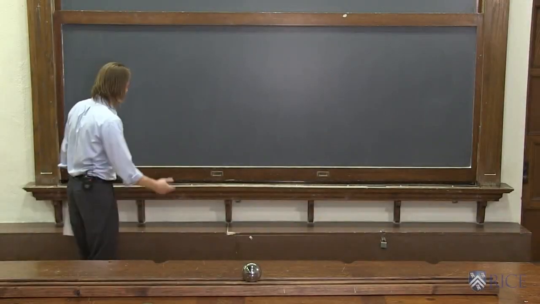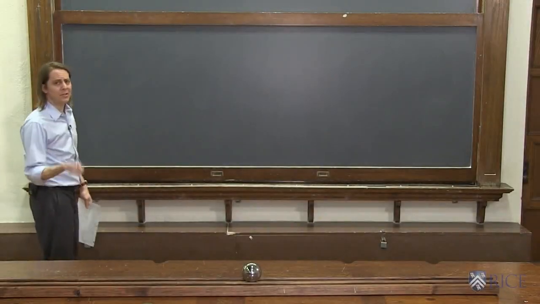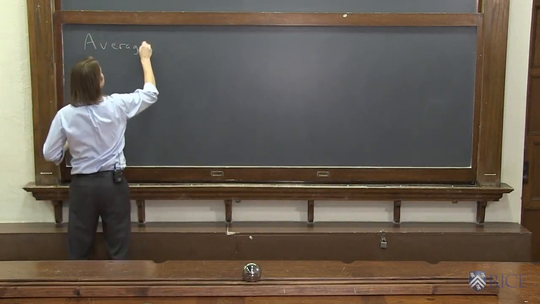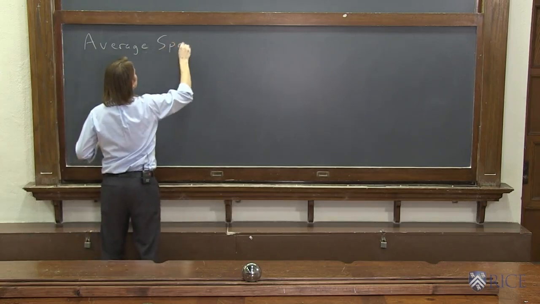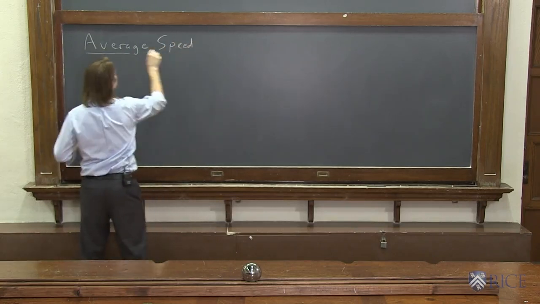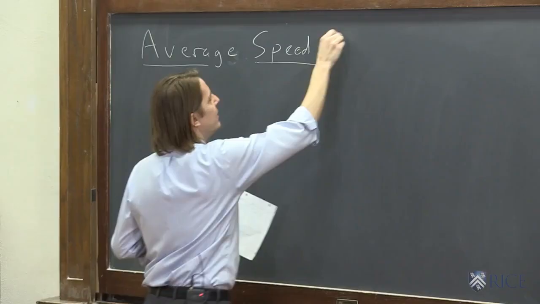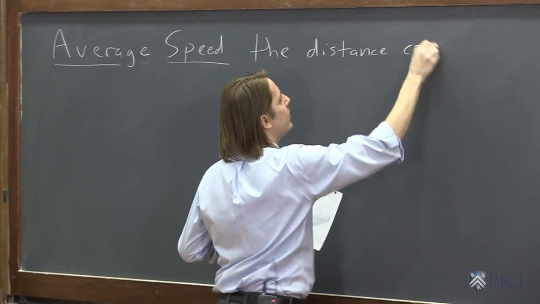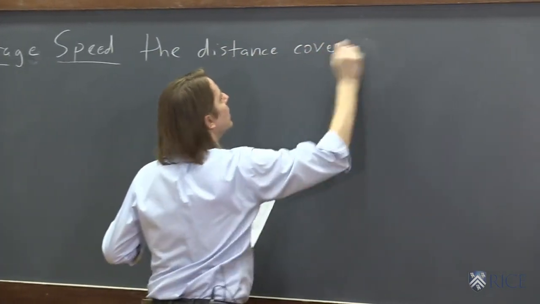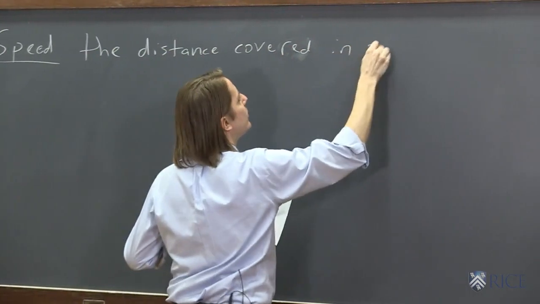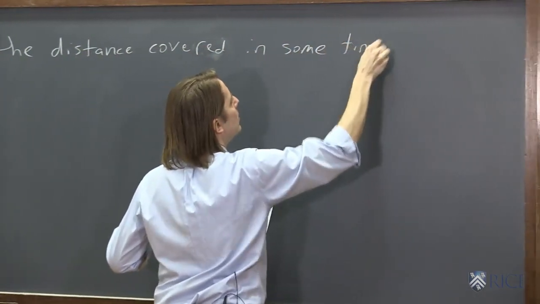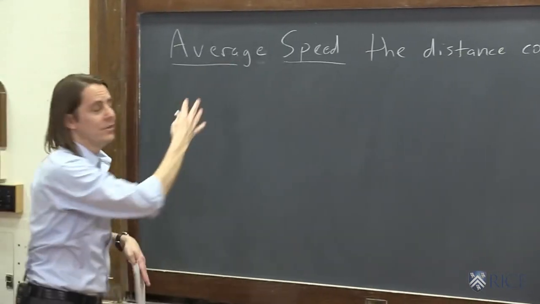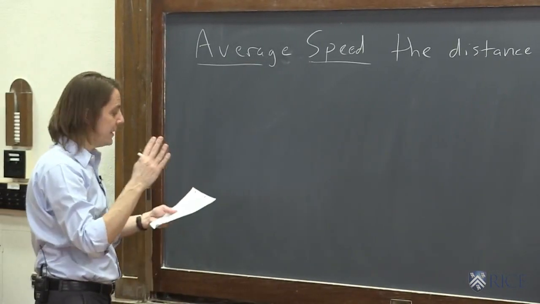We had two kinds of velocities. Now let's look at something called speed. Speed and velocity are used interchangeably in everyday language, but they have a different meaning in physics. Okay? Average speed is really just the distance covered in some time interval delta t. So like average velocity, it depends on an interval, but it's not velocity, it's speed.